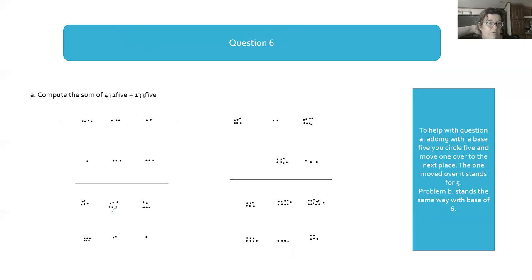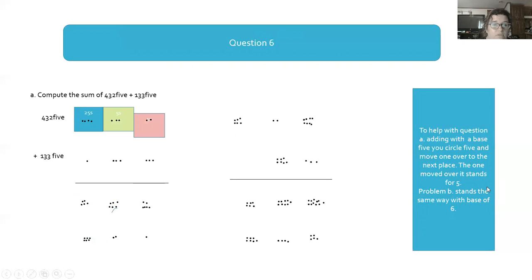Okay, we're going to compute the sum of 432.5 to 133.5. Here's our help bubble. To help with a question A, add with a base of 5. You circle 5 and move 1 over to the next place. The 1 moved over is standing for 5.